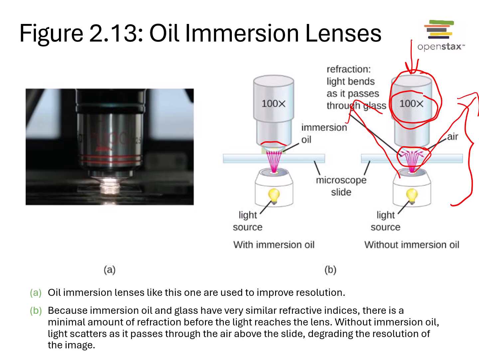You'll get a blurry image, low resolution. In contrast, when you have the immersion oil, there's less or no scattering. Usually there's a tiny bit, but most of the light will be captured by the objective lens, and you'll get greater resolution and a clear image. You have to remember that when you're adding oil, there should be no space between your slide or the cover slip and the objective lens. The objective lens has to be submerged into the oil for this to work.